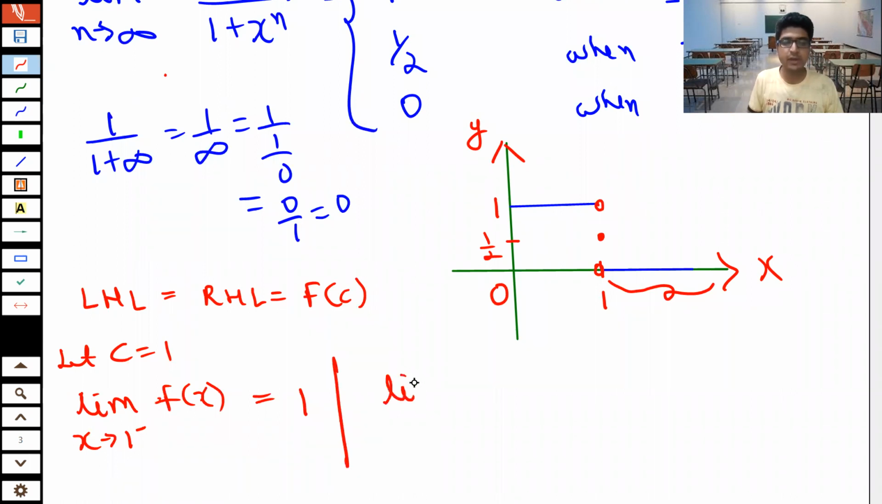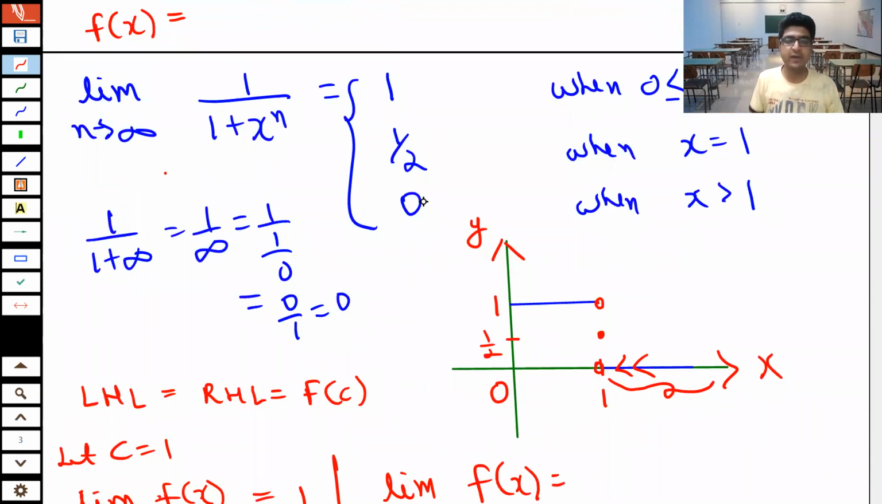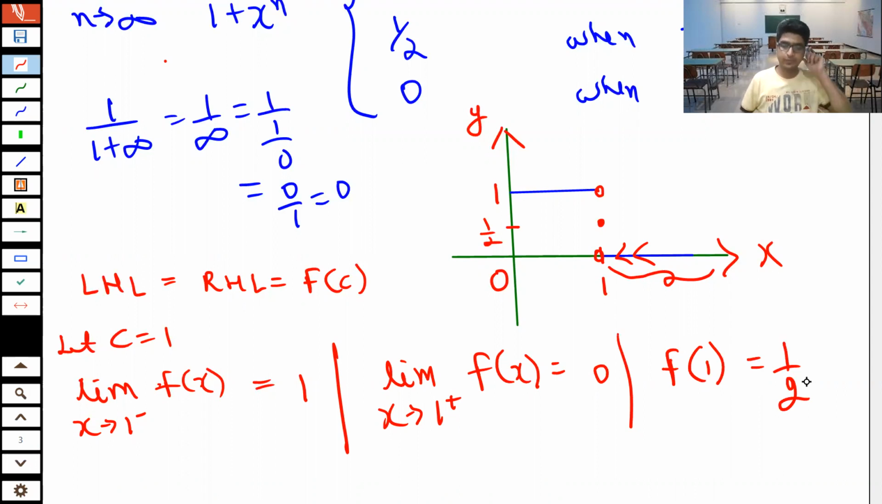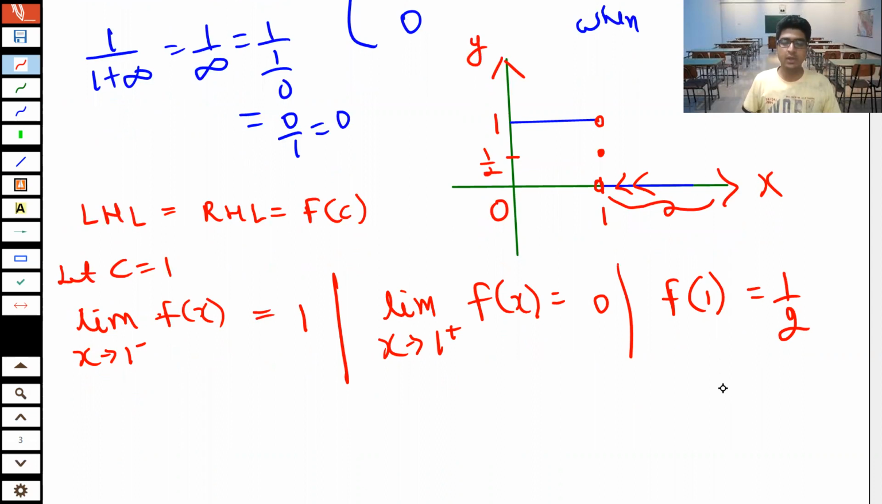What is the right hand limit? Limit x tends to 1 plus, when you approach this function from the right. For any number greater than 1, it takes value 0, so it is equal to 0. And what is the value of this function exactly at 1? It is equal to 1 by 2. So which clearly means that this function is discontinuous at 1.